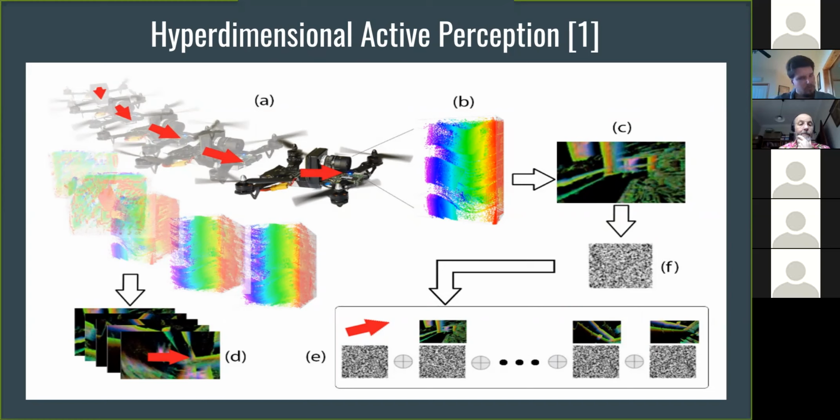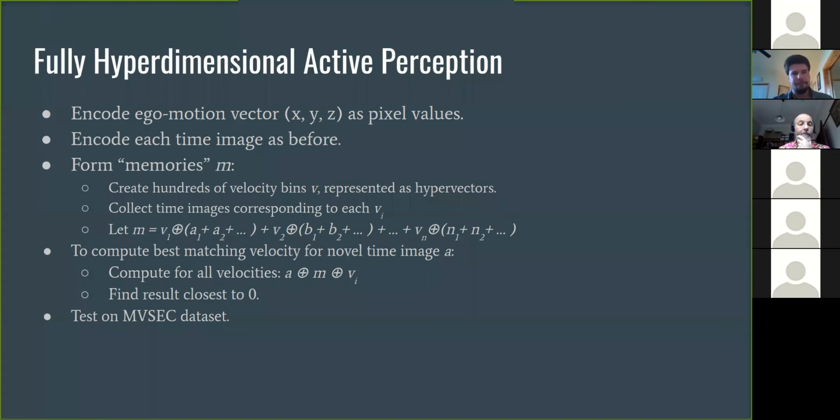And it converts this information into time images, which are then converted into hyperdimensional vectors based on the encoding paradigm from before. And we basically pair these up together in a special way and use that to do inference of ego motion. So given a novel image like C, we find which sort of memory created in B matches that. And the specifics of this are actually very, very simple. We encode the ego motion vector as time images and pixel values.